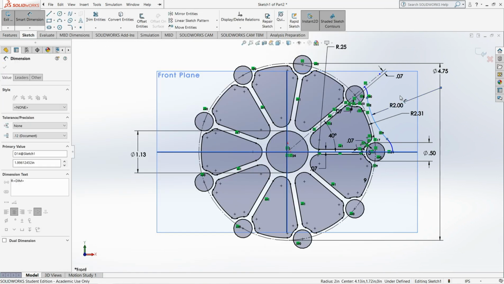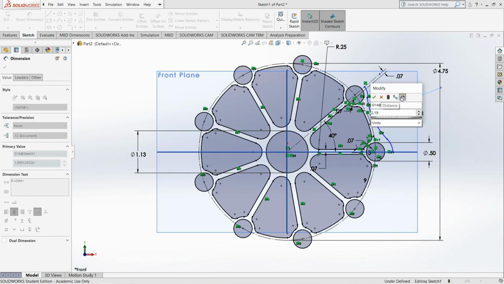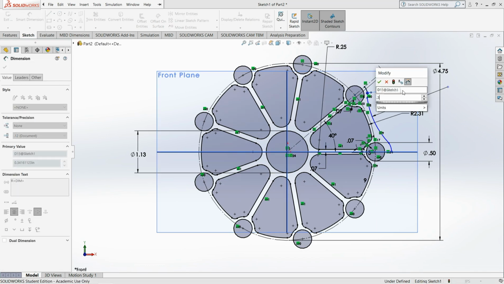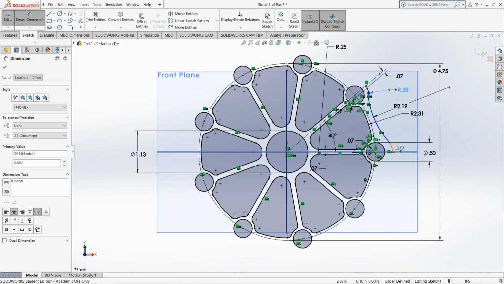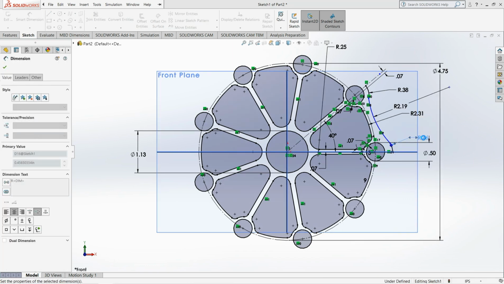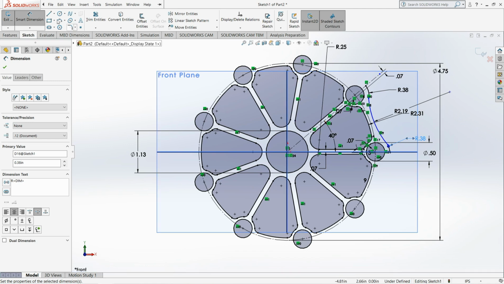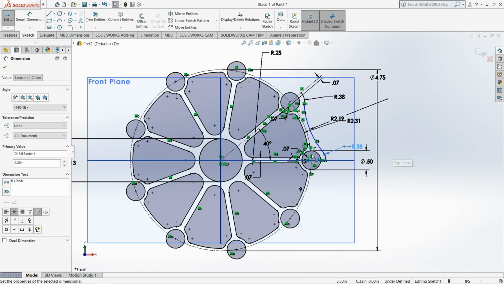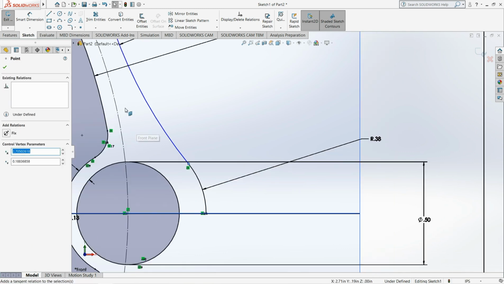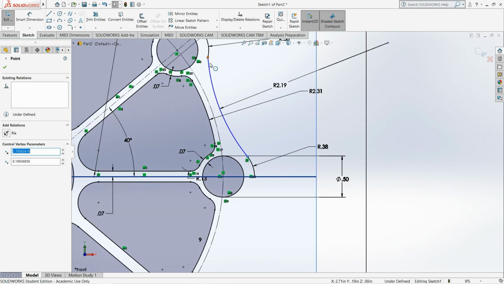It is not fully defined yet. Why? Because I didn't make those 3 arcs tangent to each other, so I have to make them tangent. Now it is fully defined.